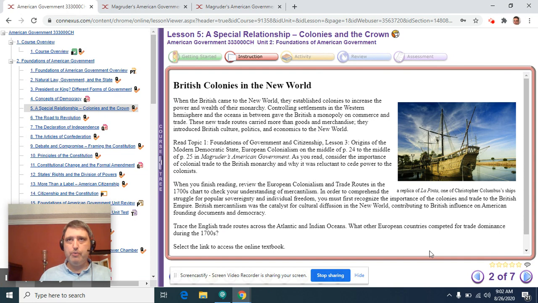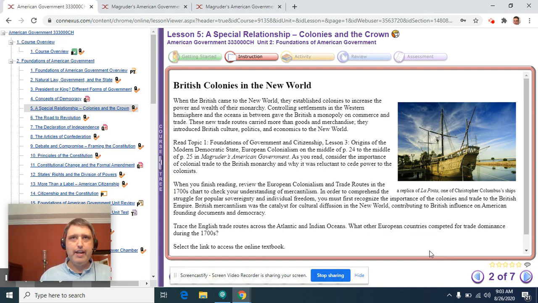The first thing I want to do is talk about what a colony is. A colony is when a country controls a piece of territory in a different part of the world. Well, in this case, England, which is located on an island in Europe, controlled colonies in North America. Those colonies were Massachusetts and Virginia and Carolina. These are colonies that will eventually become states you're familiar with.